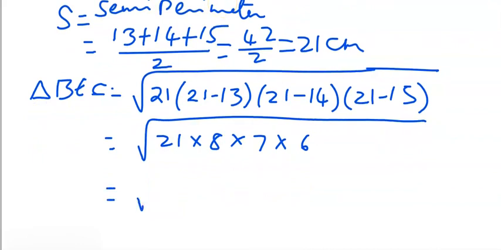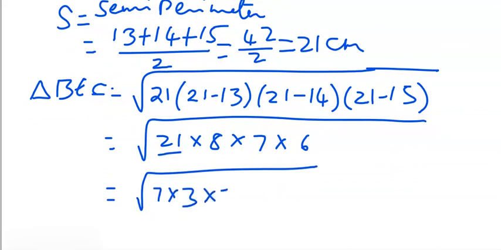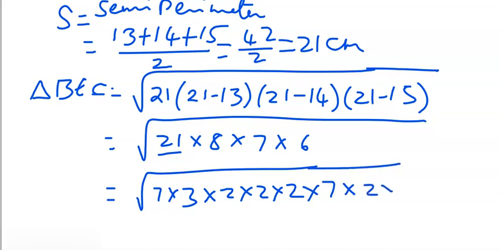Without multiplying, let us first factorize the numbers inside. 21 can be written as 7 into 3. 8 can be written as 2 into 2 into 2. 7 can be written as 7 itself because it's a prime number. And next, 6 can be written as 2 into 3.